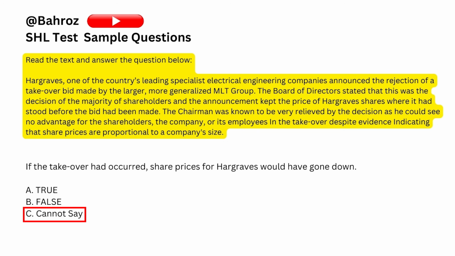Answer is C, cannot say. The passage mentions that share prices are generally proportional to a company's size, which might suggest that a takeover by a larger company could increase Hargreaves' share price. However, it also states that the chairman saw no advantage in the takeover and that the share price remained unchanged after the bid was rejected. There is no clear statement or evidence indicating that the share price would have gone down if the takeover had happened. Therefore, the correct answer is C, cannot say.